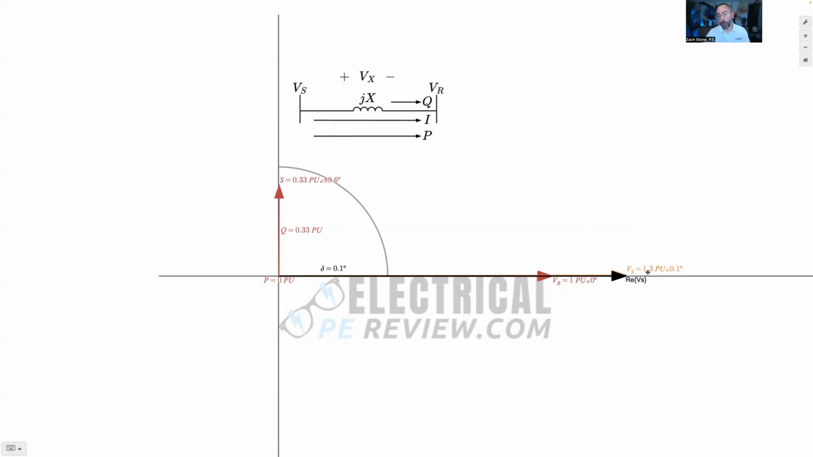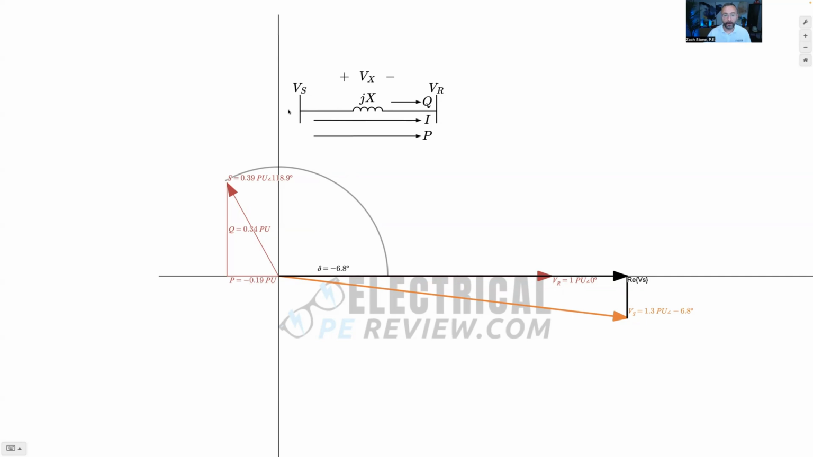I'm going to keep the real component bigger. So look, Q is still positive, right? Q is still 0.33 per unit. Q is still being received into the receiving bus. Now let's make VS lag VR. We're going to make VR the leading bus. What do you notice about the real power? Is the real power positive or negative? It's negative. It's on the other side of the x-axis.